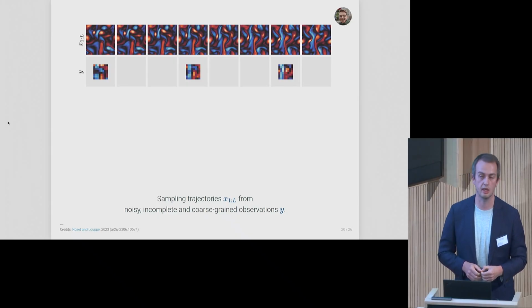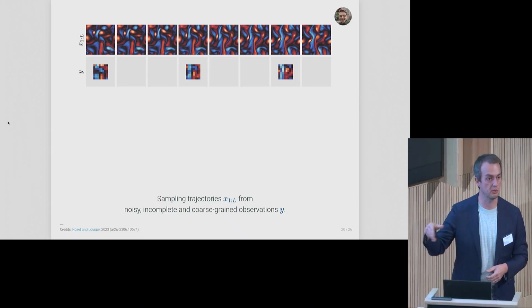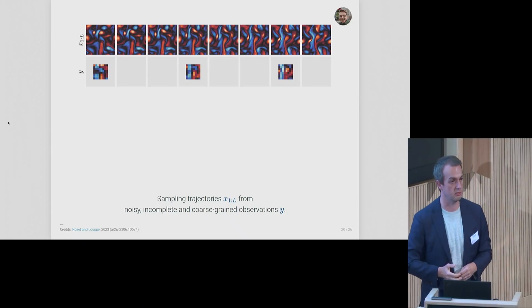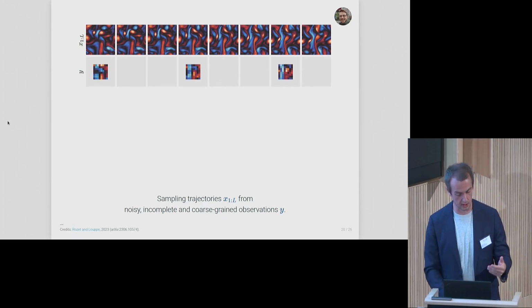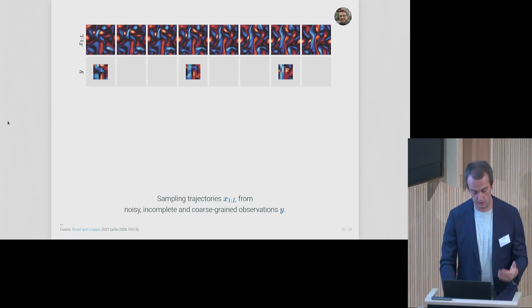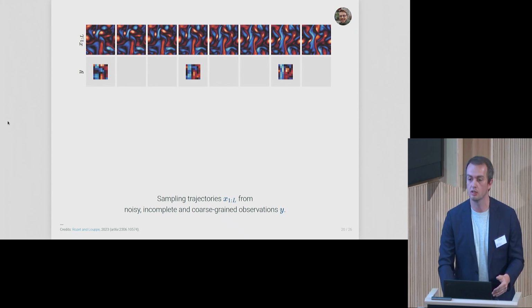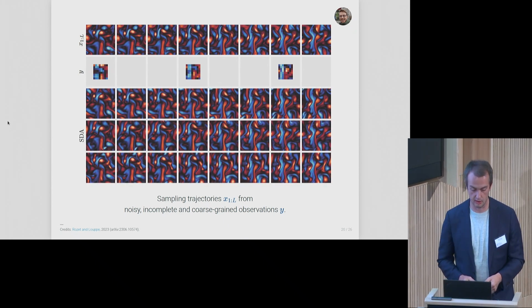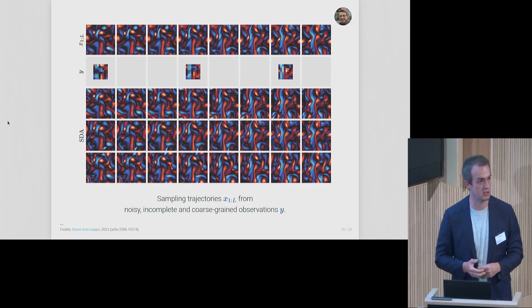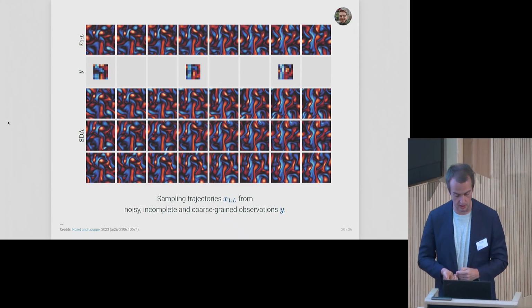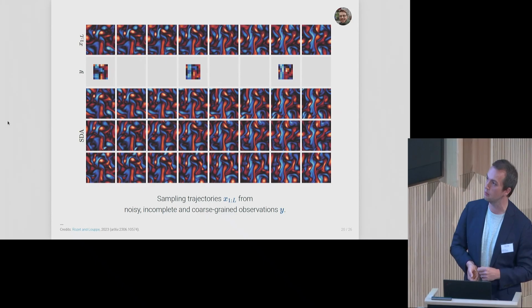And so the goal then is, given these observations, can we recover trajectories of the system which would be consistent with the Y values? We can train a diffusion prior on state trajectories, do zero-shot posterior sampling, and then recover trajectories. So we obtain a posterior distribution of our trajectories of the entire evolution of the system.